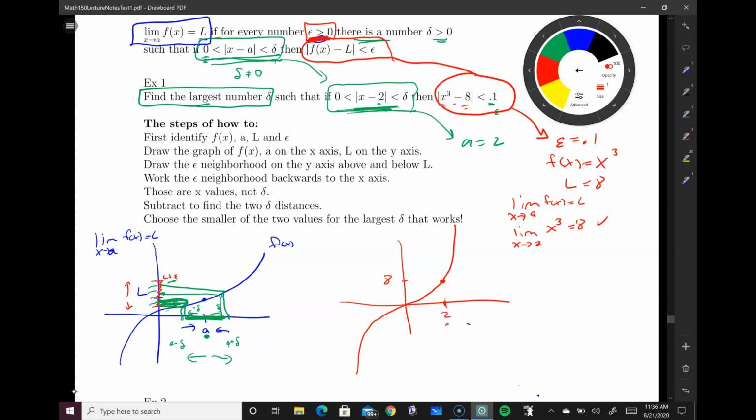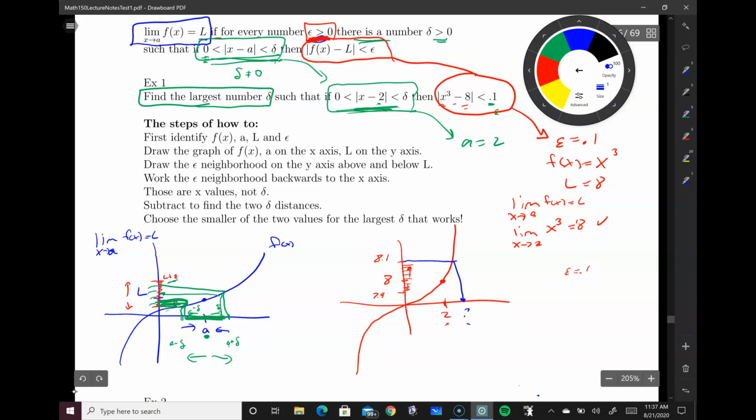It's always helpful to get a picture going. So then what you want to do is make your epsilon neighborhood. So your epsilon is 0.1. So you want to move up by 0.1 on the y-axis and subtract 0.1 on the y-axis. Okay, so I want to stay inside here. So now I'm going to work these backwards to find out what these x values are. Oops, that wasn't a very good picture.